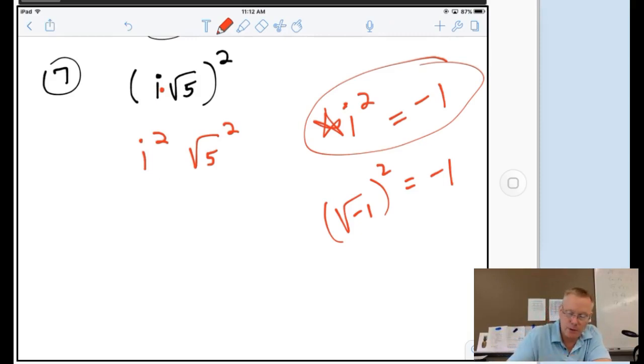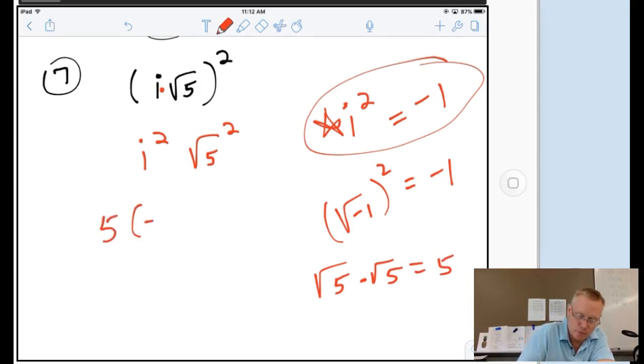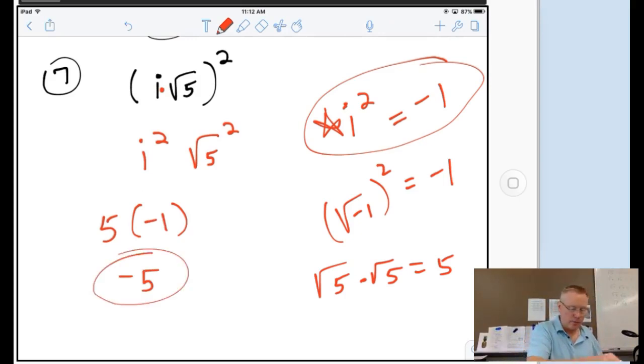Square root of 5 squared is the same as square root of 5 times the square root of 5, right? Which is regular old 5. So I got 5 times negative 1, which is negative 5. And that's how you do that problem.